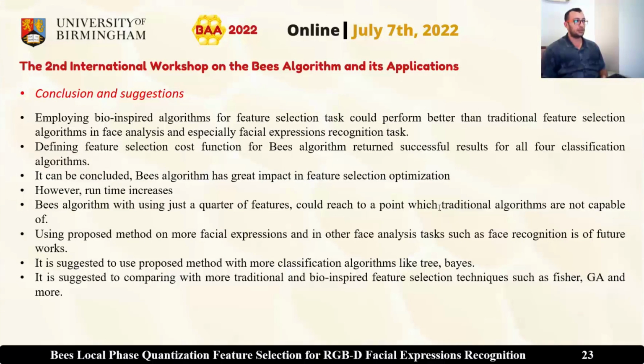So as a conclusion, we can say employing swarm-based algorithms for feature selection tasks could perform better than traditional feature selection algorithms in face analysis. Defining a feature selection cost function for these algorithms returns successful results for all classification algorithms. It can be concluded that these algorithms have great impact in feature selection optimization.